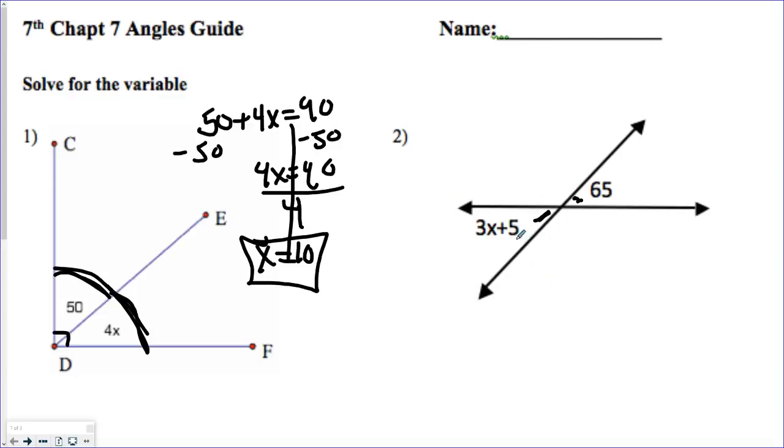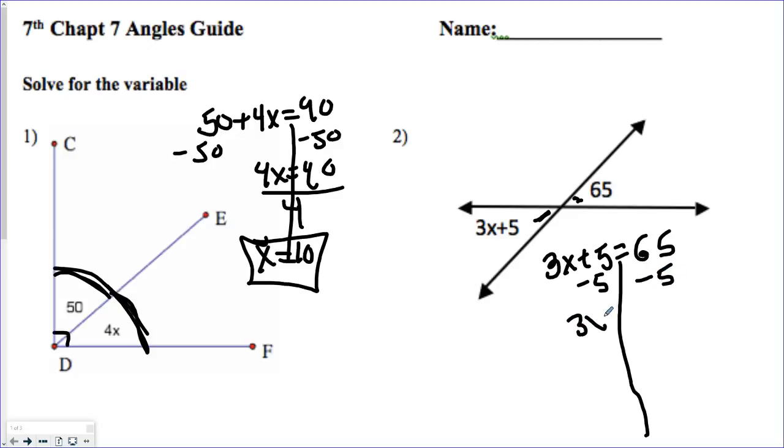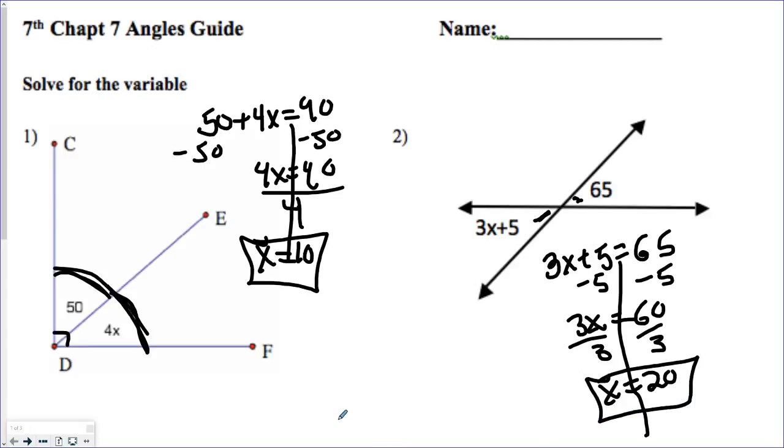And vertical angles don't add to a number, but they are equal to each other. So that means that 3x plus 5 is equal to its counterpart, 65. So I can use that fact to, again, set up an equation and solve. Subtract 5 from both sides. You get 3x is equal to 60. Divide by 3, and you get x is equal to 20. And there's your answer. So they're either going to be equal to each other, or they're going to add to equal some target number.